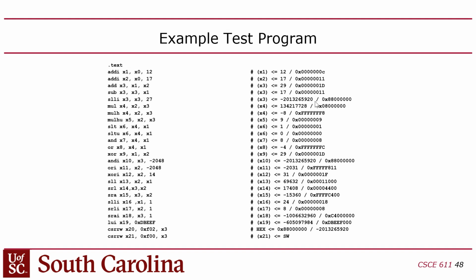This guy writes register 3 and then the next instruction immediately uses register 3. So that's going to test that, because when that SLLI instruction is in write back, this multiply is going to be in execute. And so you're going to be reading and writing register 3 at the same time in that case.